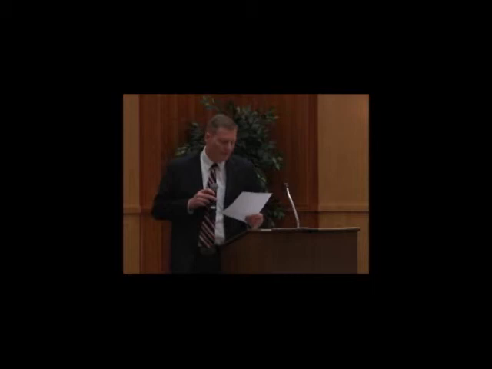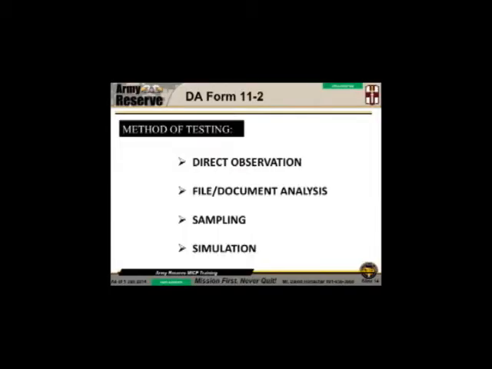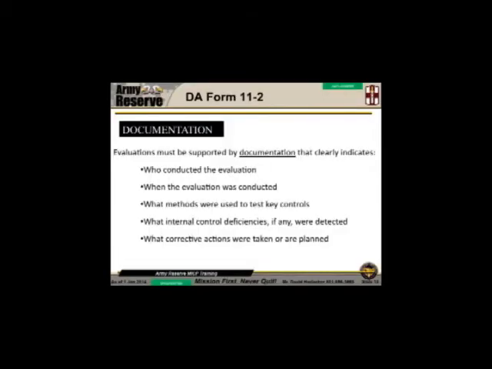In the box on here, it's box number 7, I believe, 7A, it talks about how you are validating your process, whether it's a direct observation, a file, a sampling, or other, or simulation. You got your W's, who, what, when, where. That should be in your supporting document for validating your programs.